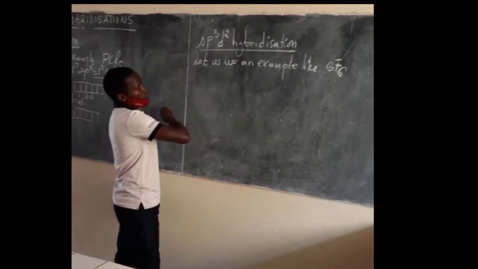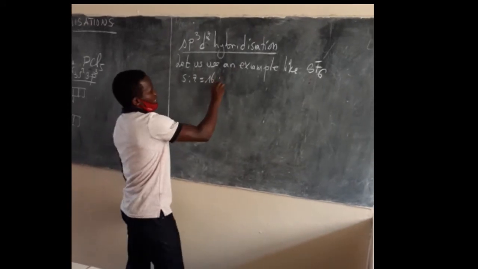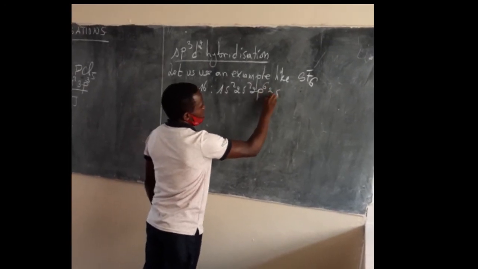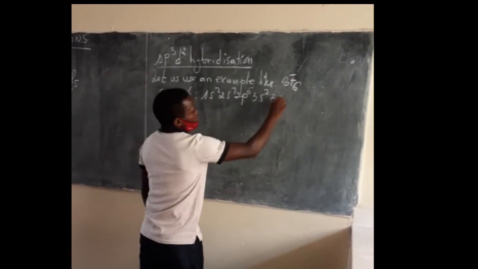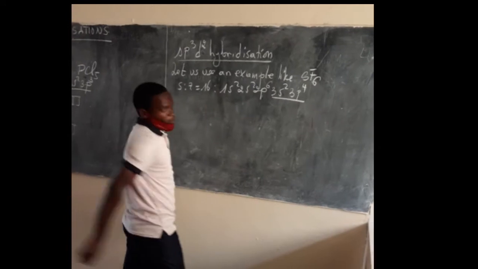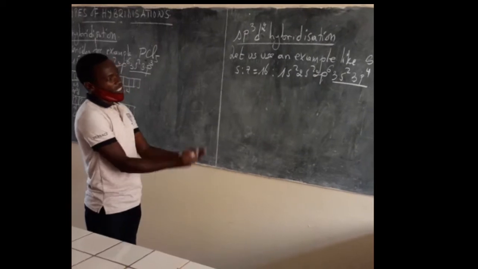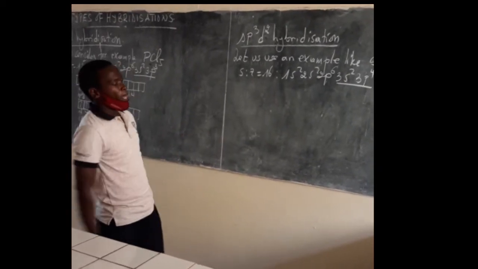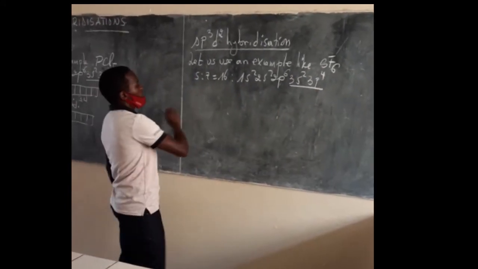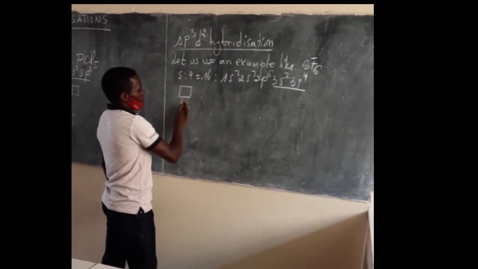Then the electronic configuration of sulfur. I have sulfur with Z equal to 16. In this case, I have 1s2, 2s2, 2p6, 3s2, then 3p4. The last shell of sulfur is occupied by 6 electrons. Then sulfur must mix its orbitals in order to create at least 6 hybrid orbitals, which will accommodate those 6 electrons singly.